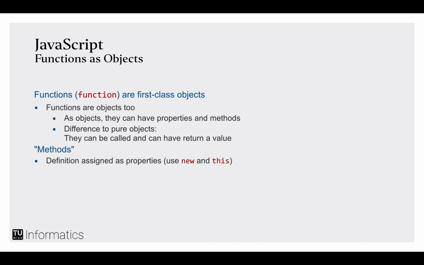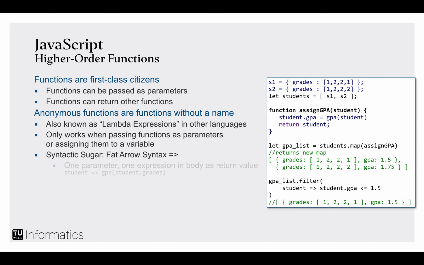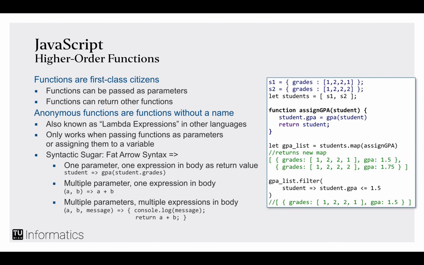And then if you have multiple parameters and multiple expressions in the body, then you have parentheses on the parameter side and you have curly brackets on the statement body side. So on the right side, we have an example here. We can see that we have two objects here, S1 and S2. In this case, they only define grades.